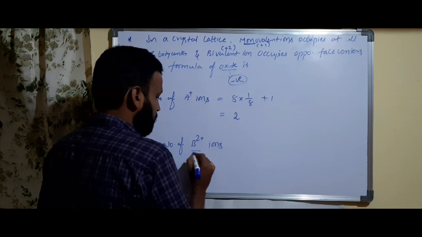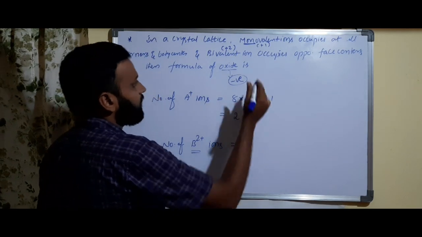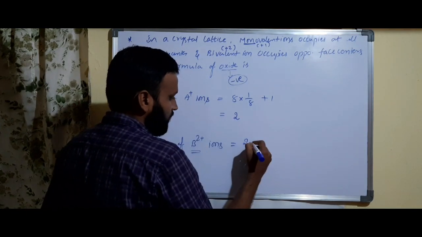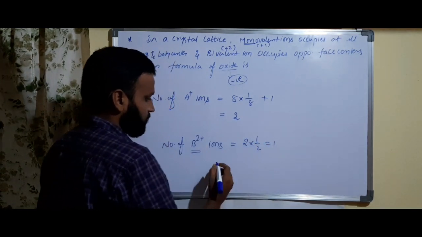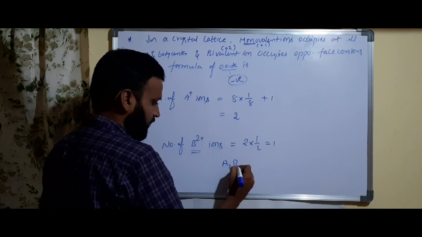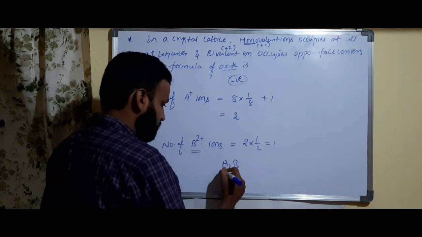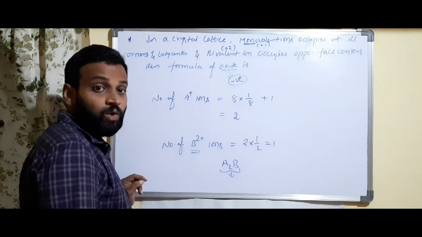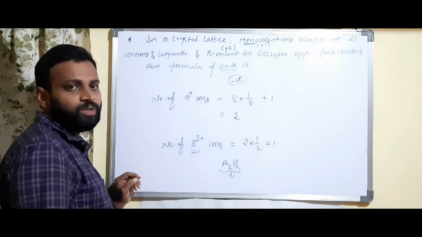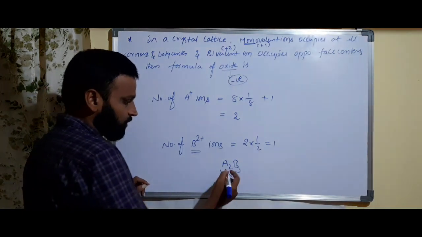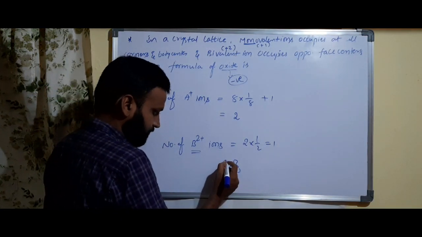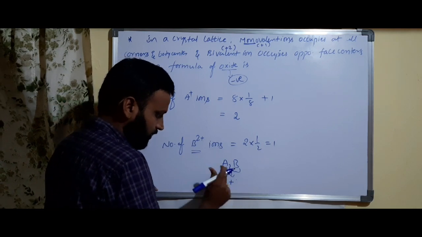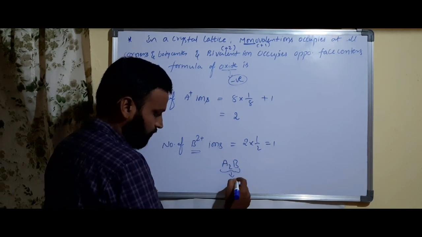So for the number of B2+ ions, here you will get opposite phases. So 2 into 1 by 2, that means 1. So what you will have here is A2B. Now you have to consider what the total positive charge is. Here +2, here +2, total 4.